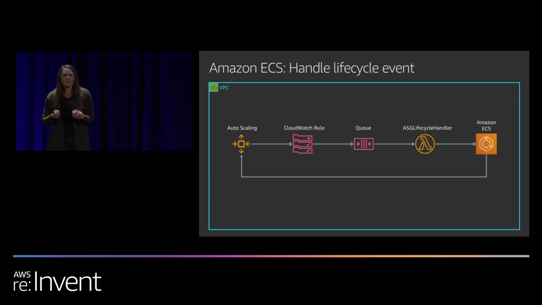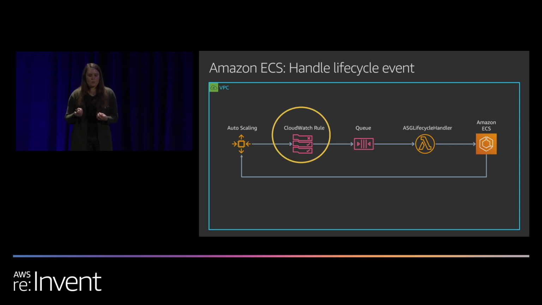There's a couple choices that I want to point out here. The first one is this CloudWatch rule. You can configure the auto-scaling group lifecycle hook to directly notify the queue. But using a CloudWatch rule allows us, or you, to subscribe multiple things to this event when it happens. So we could subscribe other queues to this event and take other actions.